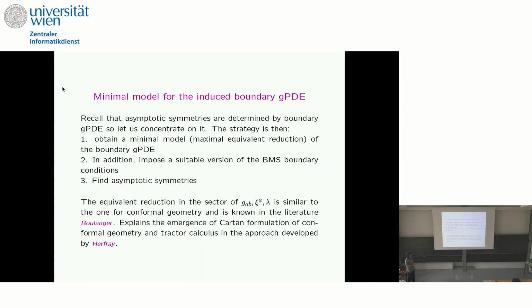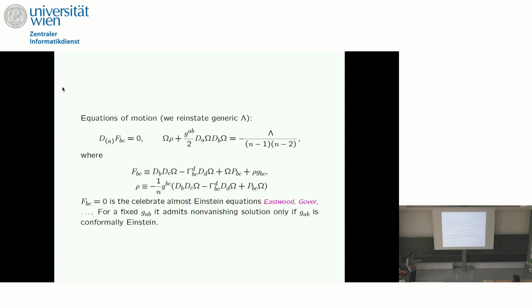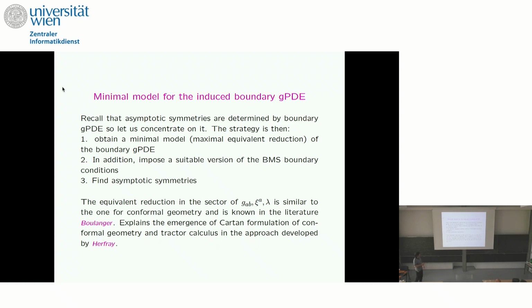Okay, and now we are going to induce boundary data from this bulk data. And for instance, we want to check that indeed our definition of asymptotic symmetries reproduces at least known results. So the strategy is to pull back everything to the boundary, because we already have the gauge PDE. Everything is fine, we know what to do. But it's a huge, infinite dimensional object.